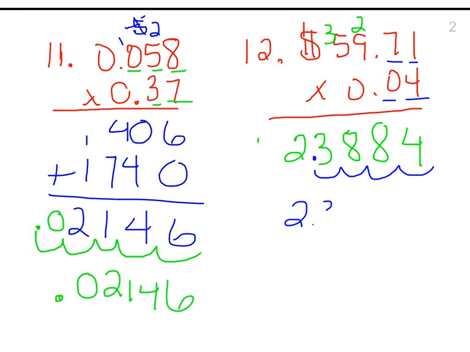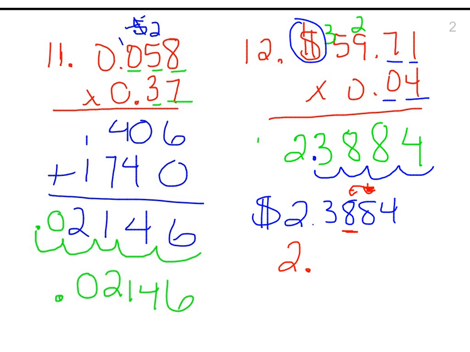And we get 2.3884. But if you look at the problem, this was money, and that is not normal money. So we need to round to the nearest cent. And remember, the cent place is the second place after the decimal, where that 8 is. We look at this 8, which would make this 8 go up 1. So we have 2.39. Okay, these stay the same. This one is the one that either stays the same or goes up, and then these go away. And now that looks like normal money, $2.39.